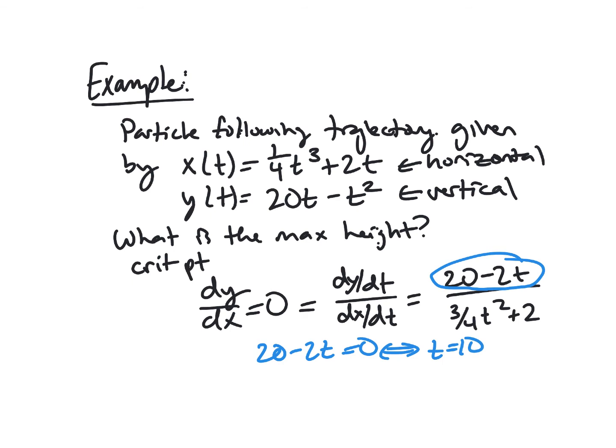Well, great. So now I know when I hit the max height. Now I just have to figure out what that height is, but that just requires plugging into the vertical component, because that is height. And so I just plug in my time 10 into my y function, and I get 200 − 100. And so my max height is 100.